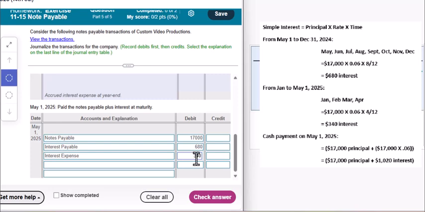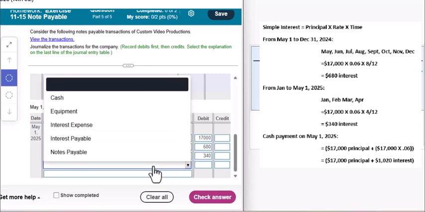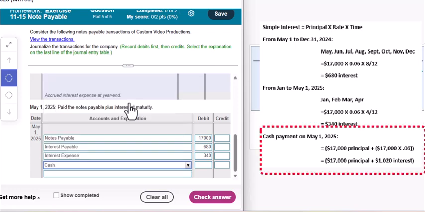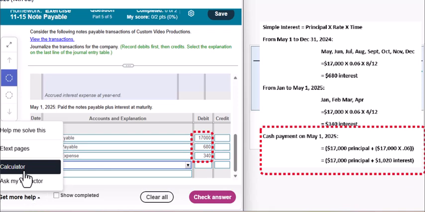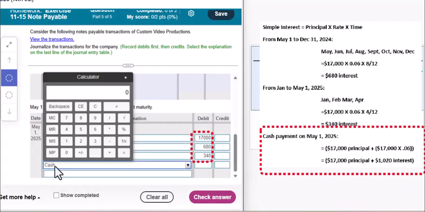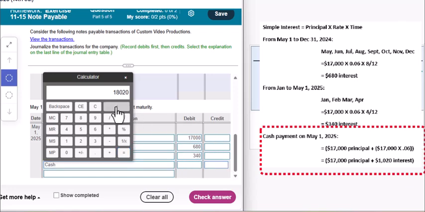So now we have to get ready for the payment here. So in order to pay it, we need to use cash. And then we can do this one of two ways. We can balance the transaction by adding these through. So that will be this way here. So that's the 17,000 plus 680 plus 340. And that's for a grand total of 18,020 total that we'll be paying here. And go ahead and enter that through.